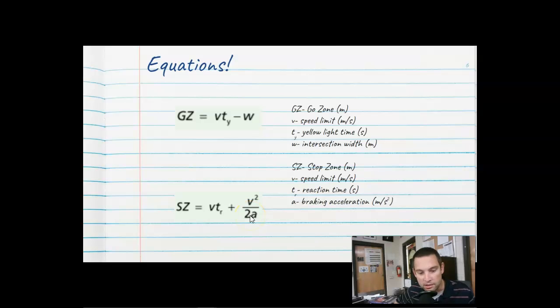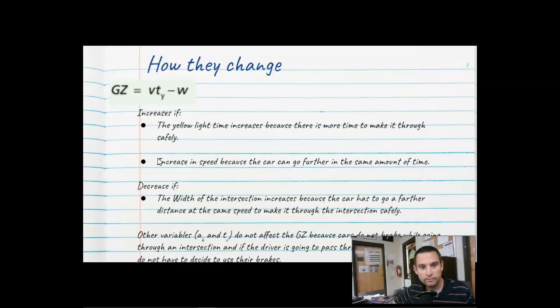These equations may seem familiar once you look at these variables, and they come from those same equations that we've been dealing with. The braking distance equation, finding out acceleration given 2 different velocities. Those equations are just put together in a slightly different way to give us our go zone and stop zones.